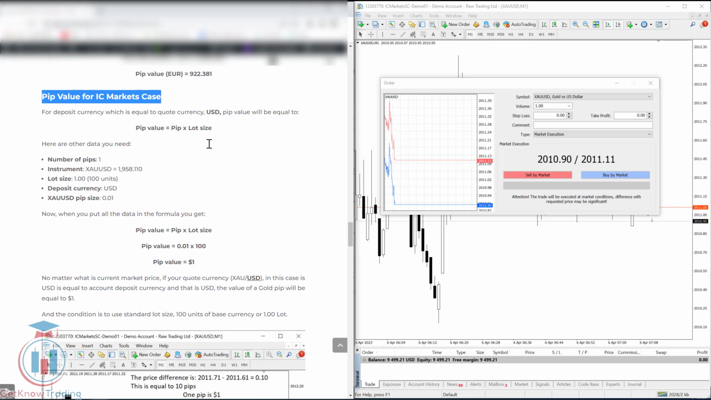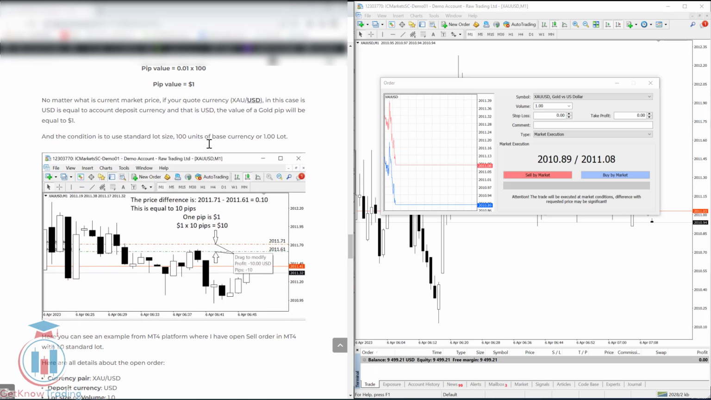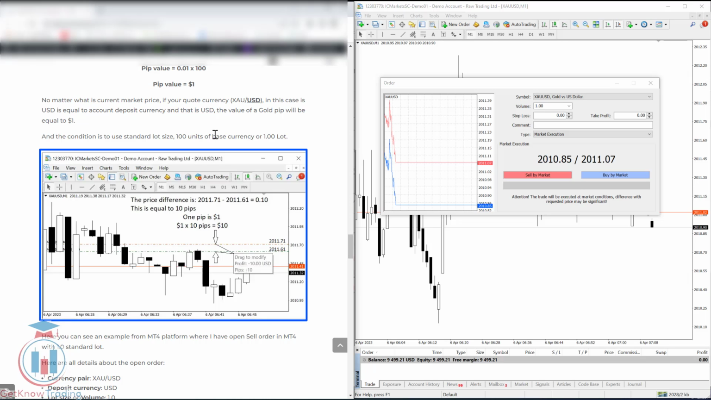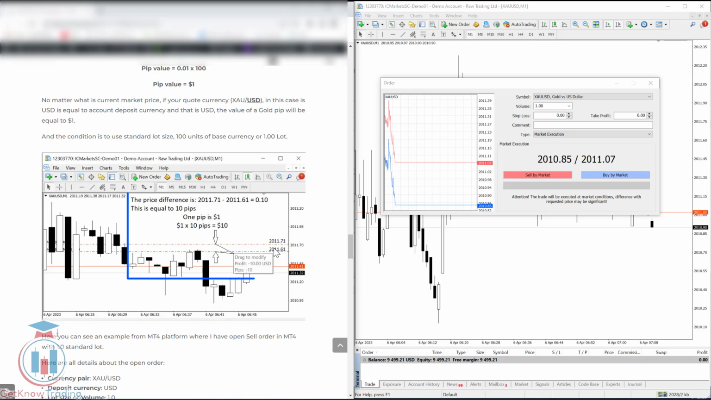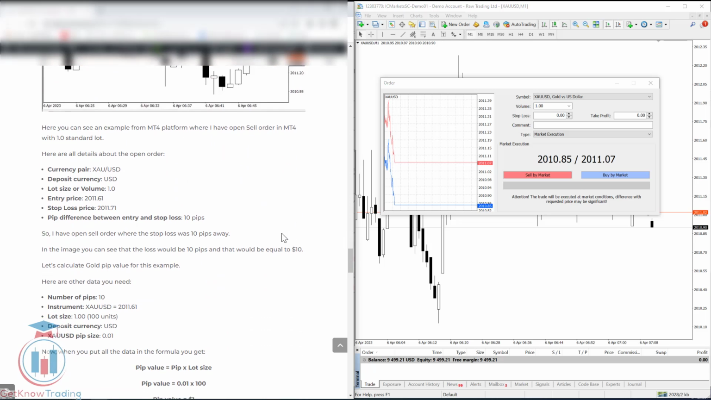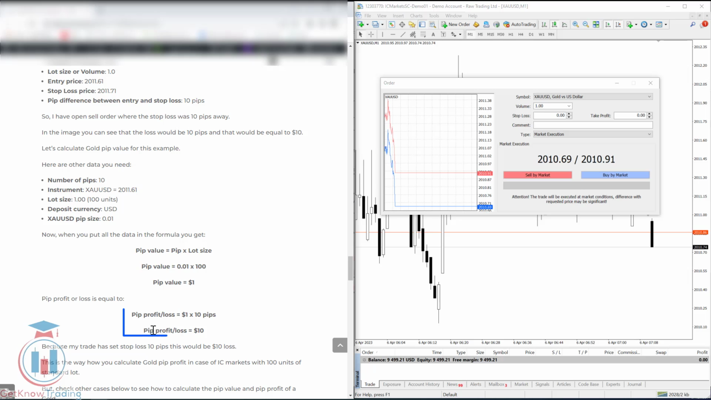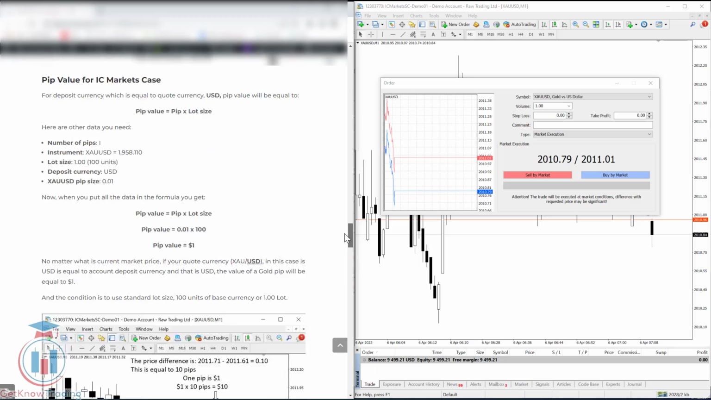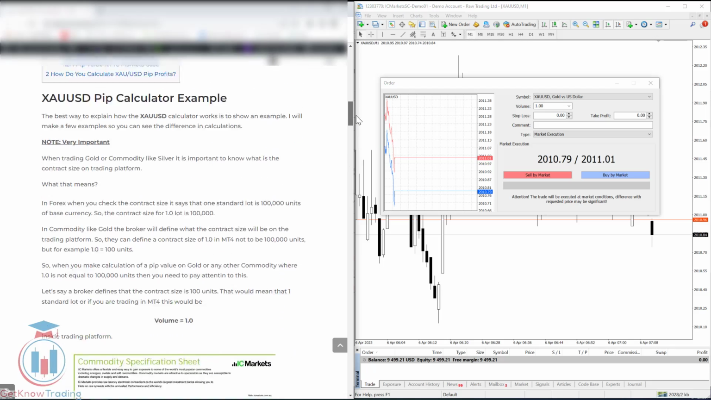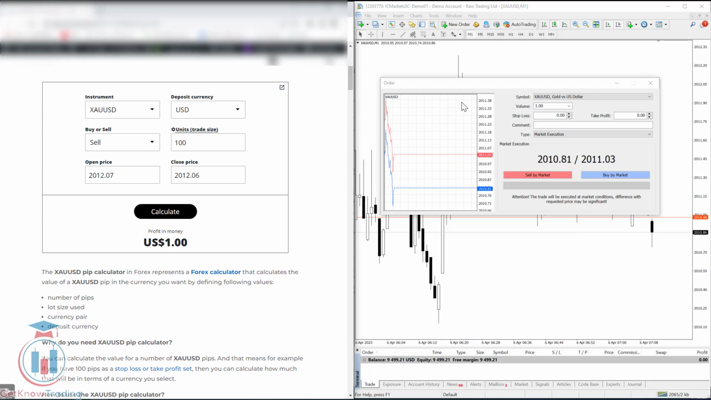Here is an example inside this article where you can see I have opened a sell order with the stop loss, where the difference between the open price and the close price of the stop loss is 10 pips. Below that you will see the calculation where the profit or loss is $10. So in this case I have set a stop loss with a 10 pip loss, which will be equal to $10. This is inside the article, but let me show you directly on the trading platform how this calculation is done and how this looks.